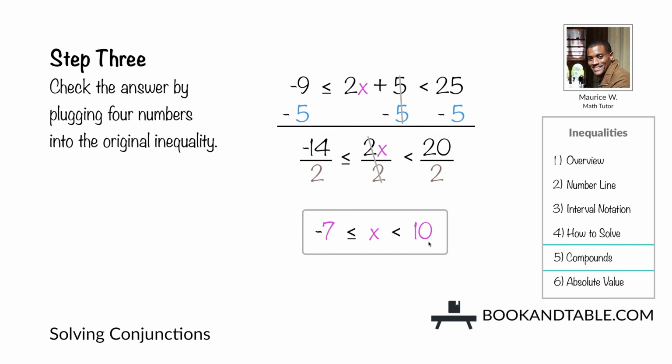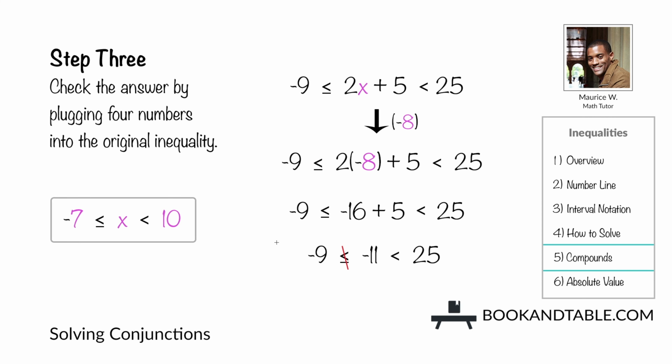Now, if you want to check the answer for a compound inequality, you need to check the way we did previously, except we need to do so twice. So here's what that would look like. -7 is less than or equal to x. So we can plug in -8 to prove that that doesn't work, and then -7 to prove that that does work, thus showing us that this end is true.